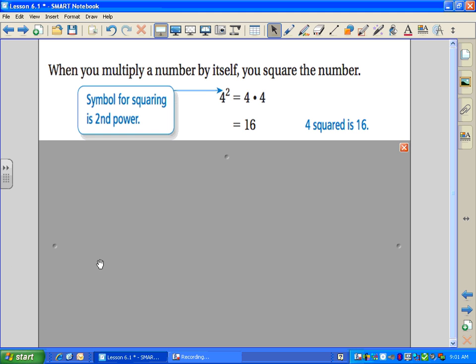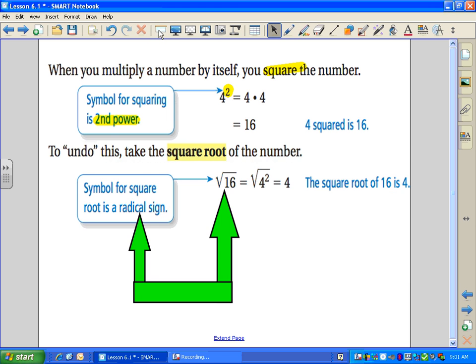All right. For my visual people, here's a couple of examples of our vocabulary words that we just went over. When you multiply a number by itself, you square the number. And the symbol for squaring a number is the second power. So when you square 4, that means 4 times 4, which is 16. So 4 squared is equal to 16.